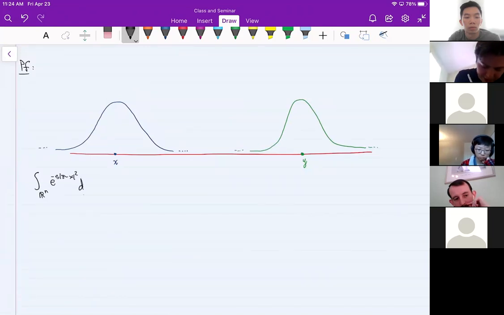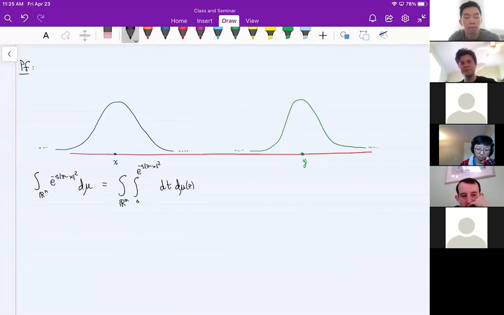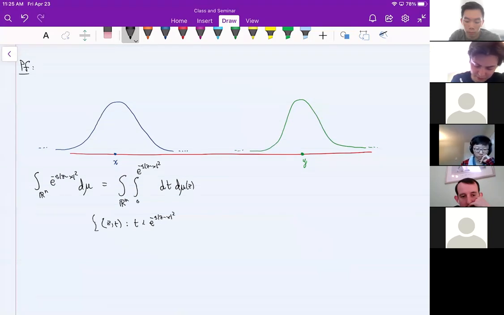Well, I'll rewrite the integral on the right-hand side above here. I can just use the fundamental theorem of calculus to write it like this: dt d mu of z. Right, and so by Fubini, this thing is really a product integral. It's a product integral that we're writing over points (z, t) such that t is between 0 and e to the minus s times |z minus x| squared.